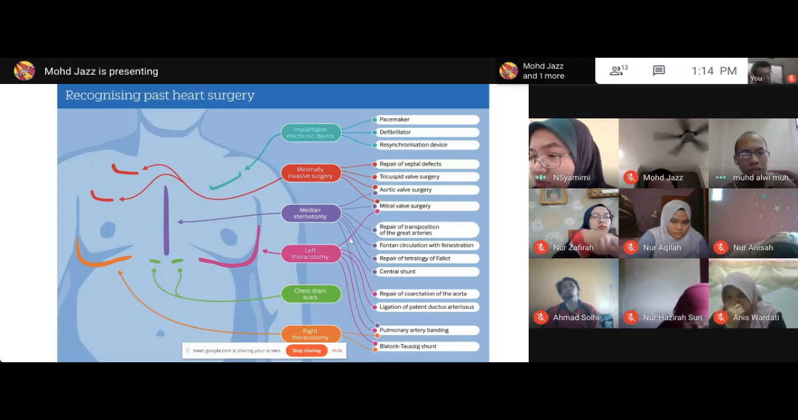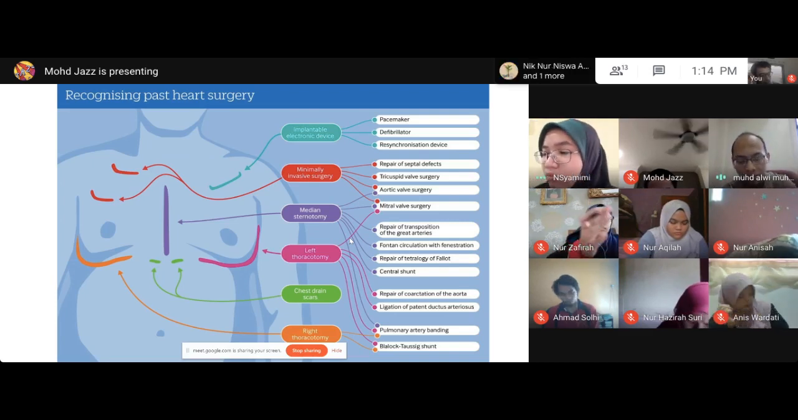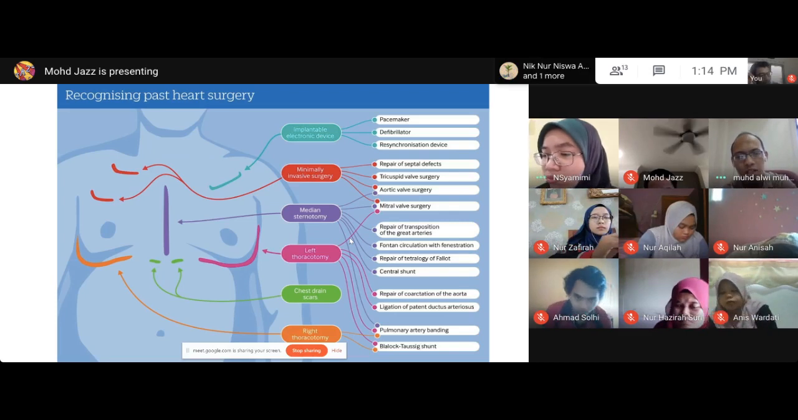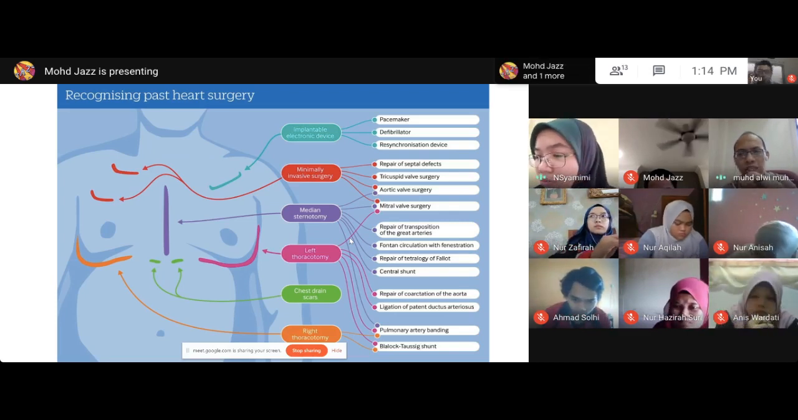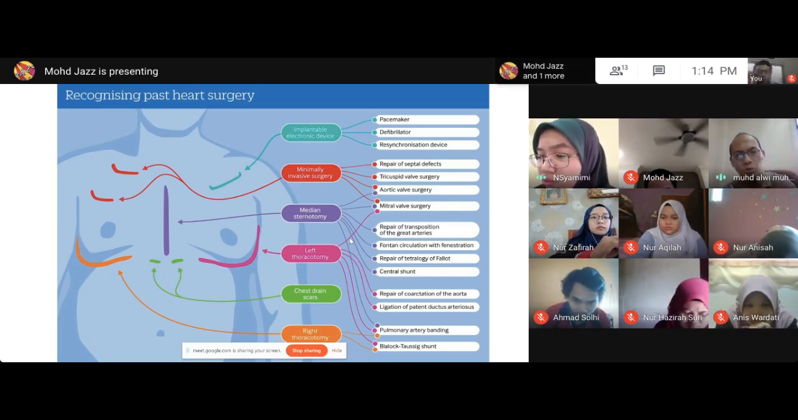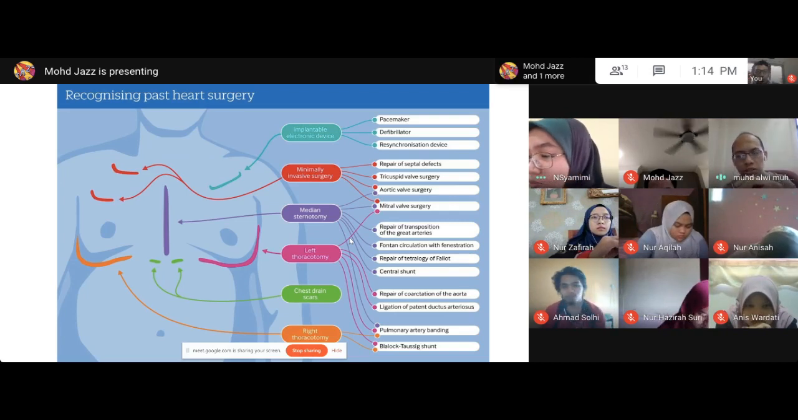Or central shunt, like you've mentioned, the central shunt in your median sternotomy. Central shunt is a BT shunt, but it's from the aorta directly to the pulmonary artery. It's very dangerous. We rarely do it, but sometimes we have to do it.